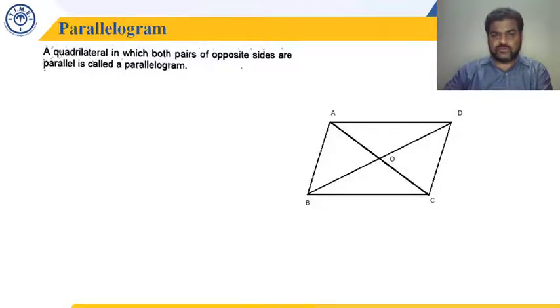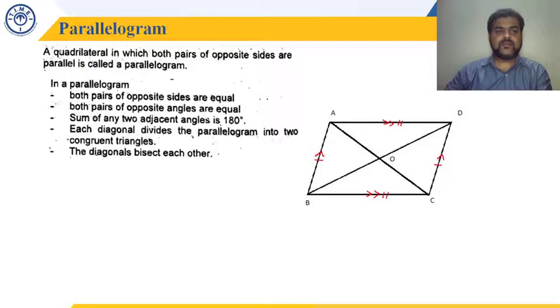So AB is parallel to CD. So opposite sides are parallel. Similarly, AD is parallel to BC, and also opposite sides are equal. So AB will be equal to CD, and similarly AD will be equal to BC. So opposite sides are equal and parallel.